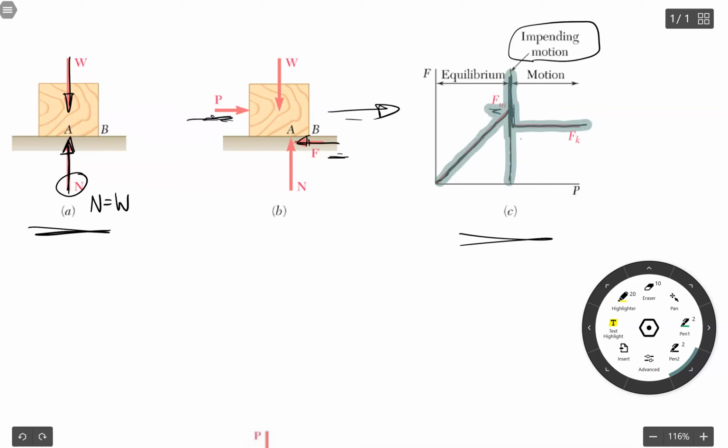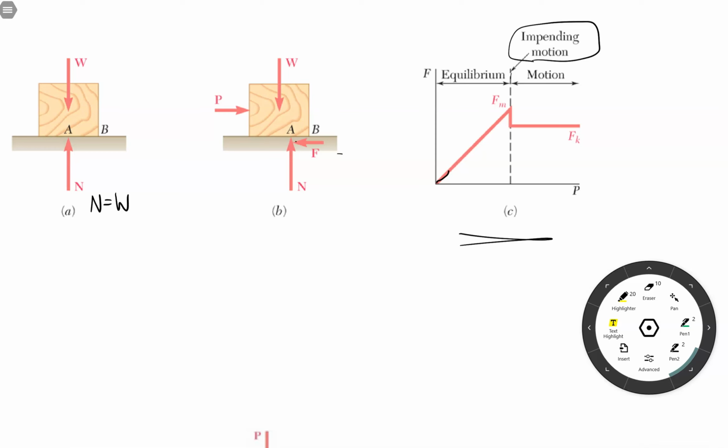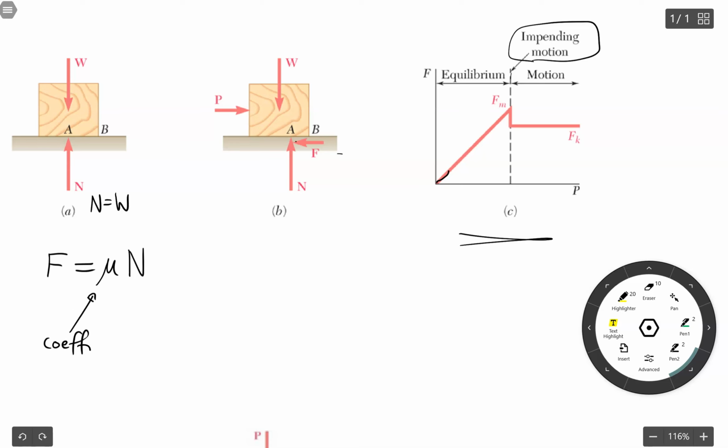As I say, hopefully you've had some experience of this. None of this is new, and we're going to talk about the way that we calculate that friction force. You may be familiar that we have what we call a coefficient of friction, and we use the Greek letter mu, and that's multiplied by the normal force. So this is our coefficient of friction.